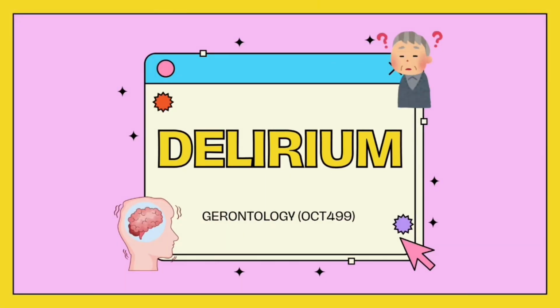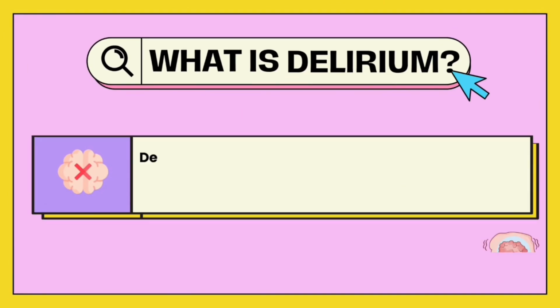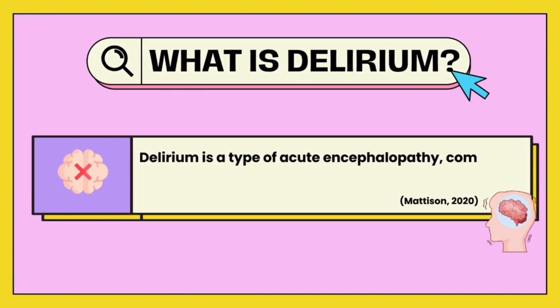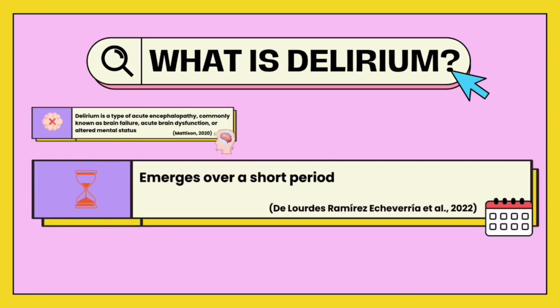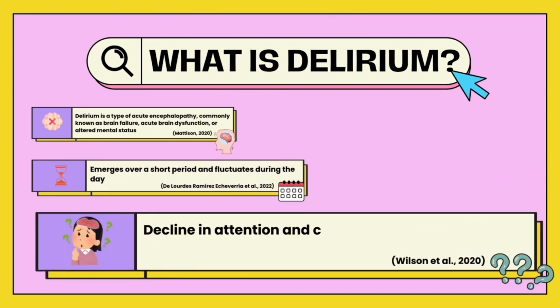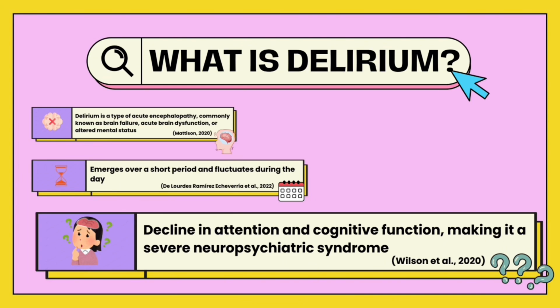Hello everyone! Today we will be sharing about delirium. Delirium is a type of acute encephalopathy, commonly known as brain failure, acute brain dysfunction, or altered mental status. It also emerges over a short period and fluctuates during the day. Besides, a person experiencing this may have decline in attention and cognitive function that may lead to severe neuropsychiatric syndrome.